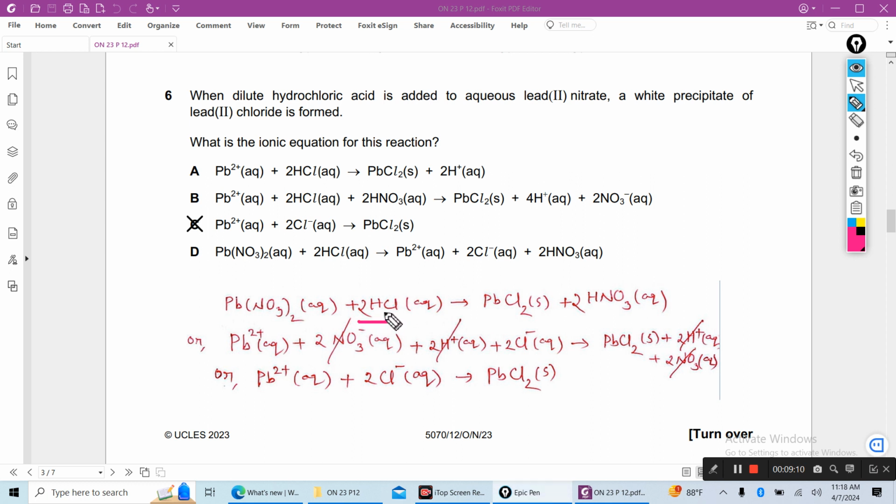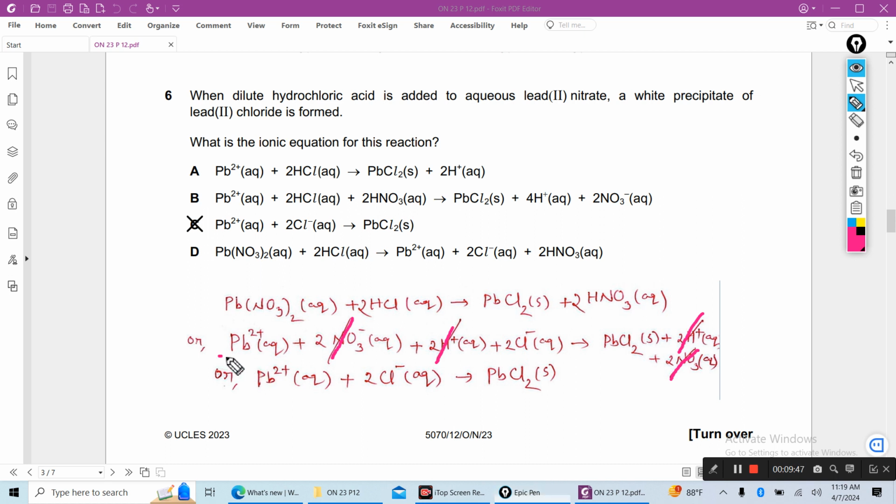Plus hydrochloric acid contains 2 hydrogen ions aqueous plus 2 chloride ions aqueous. So I break it down into ions, but lead chloride is solid, so it remains the same. Solid, liquid, gas, no need to write in ion form, so they remain the same. After that, nitric acid: 2 hydrogen ions aqueous plus 2 nitrate ions. Then you see spectator ions, common ions on both sides: here the 2 nitrate ions cancel, and the 2 hydrogen ions.